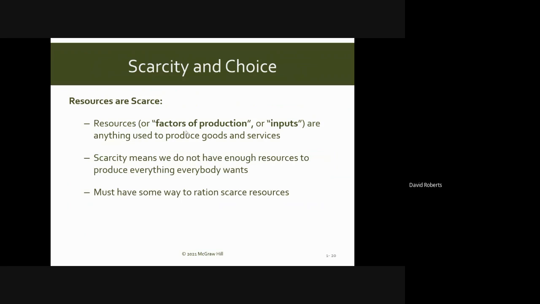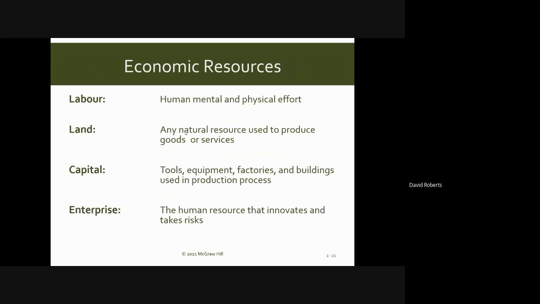Factors of production are your inputs. Scarcity, I think we know what that is. It means you don't have enough. You have to share or allocate. Labor is you and I, our mental and physical efforts. Land should be fairly straightforward and fairly clear. Capital are the tools and equipment.